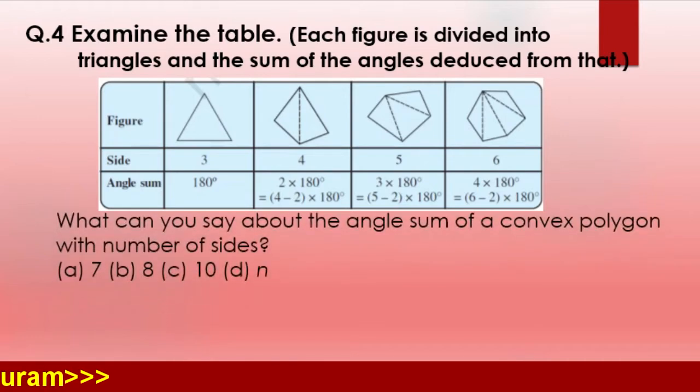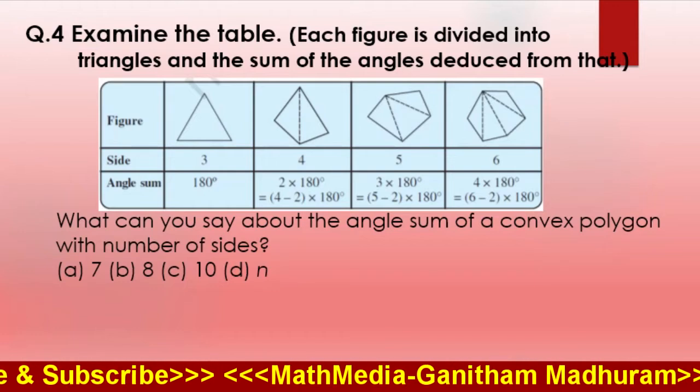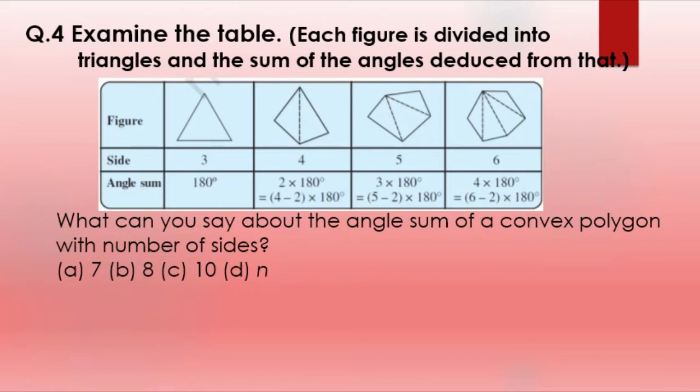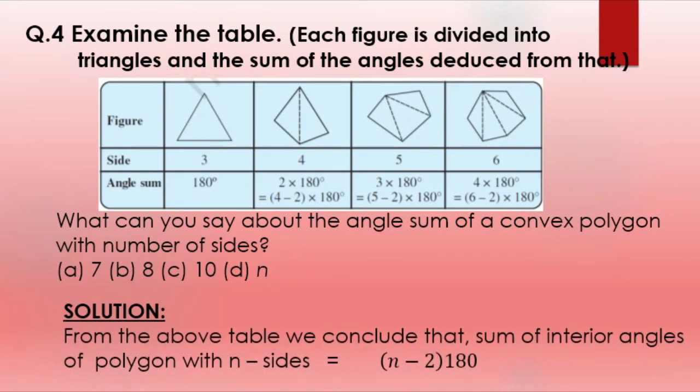Now our question: what can you say about the angle sum of a convex polygon with number of sides 7, 8, 10 and n? Let's see how to solve. From the above table, we conclude that the sum of interior angles of a polygon with n sides equals (n minus 2) into 180 degrees.